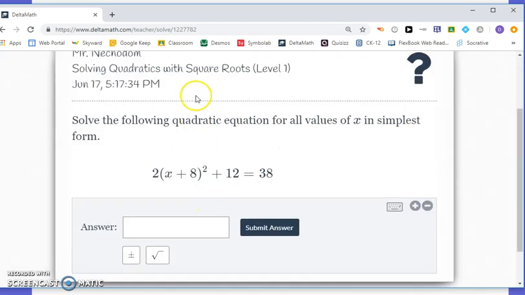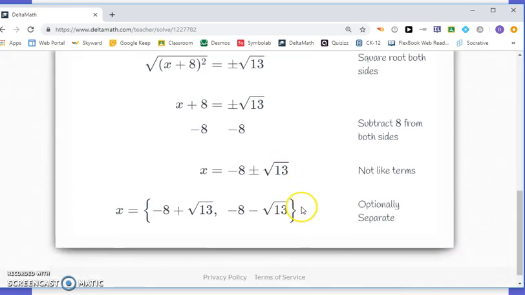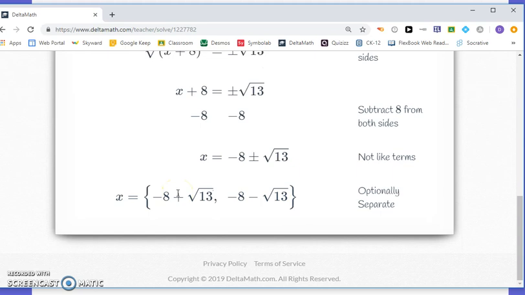Okay. Let's get a new problem here. So just to save time, I want to look at show solution, and you'll notice that we get either negative 8 plus or minus root 13, or they write them separately. Okay, and DeltaMath will take either one. If you type it in this way, type negative 8 plus root 13, press a comma, it'll give you a new space, and then negative 8 minus root 13, or you can just type it in this way. Okay. So I'm going to type it in this way, negative 8 plus or minus root 13.